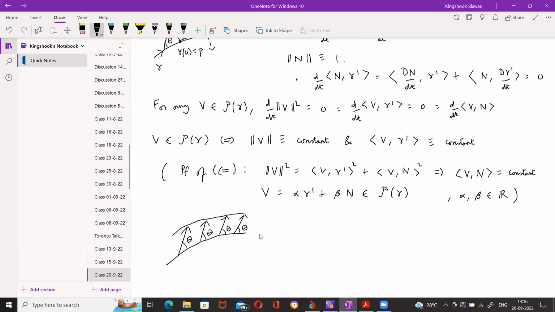Infinitesimally, it's like you have a parallel tube here, right? These vectors sweep out a parallel tube. All right, so this is parallel transport in 2 dimensions along a geodesic. Okay, so now I'll come back to this.